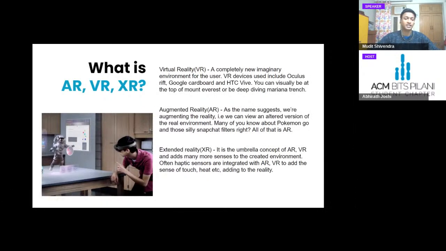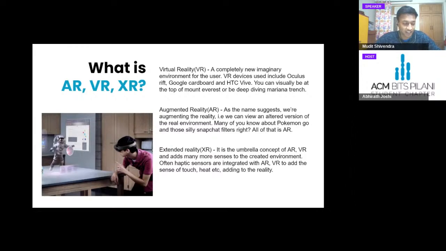Augmented reality is basically creating an alternate version of the real environment itself. So we're basically adding on things or tweaking a few things in the current reality that we are able to see with our eyes, using devices such as HoloLens or even the camera of your smartphones. A few good examples of that would be Pokemon Go and those silly Snapchat filters. All of that is AR.